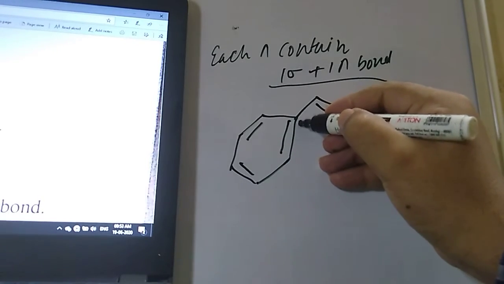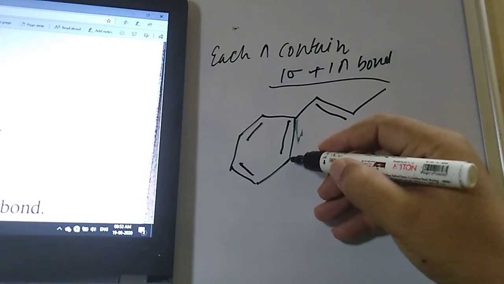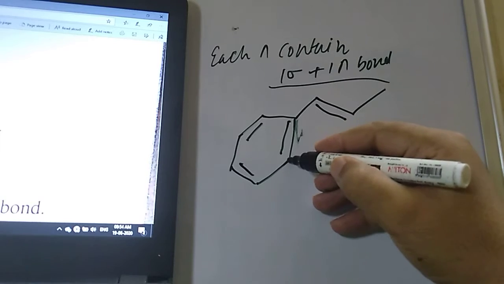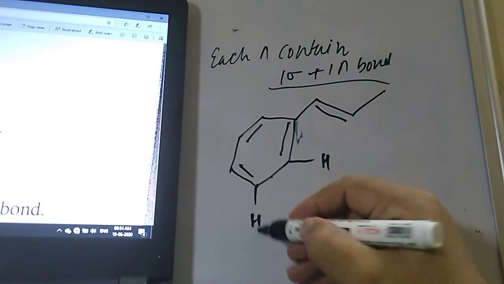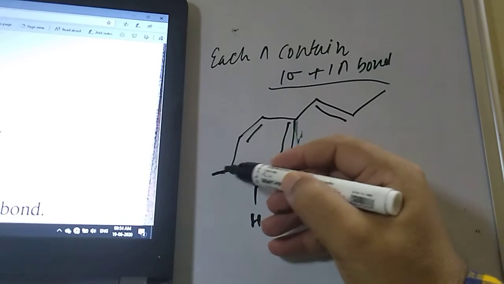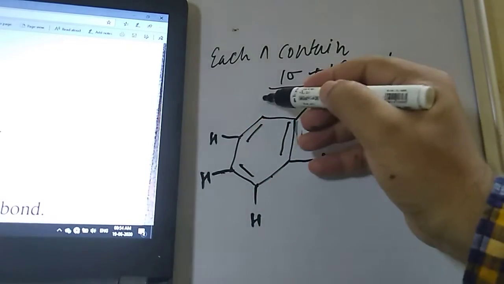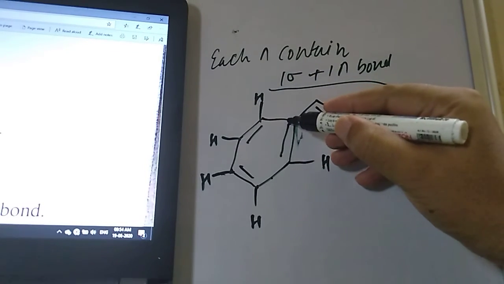Numbering we are not doing, student. You go to this carbon. How many bonds does this carbon have? 1, 2, 3 bonds, so one hydrogen will be there. For this one, 1, 2, 3, now one hydrogen. To complete the 4 bonds, we are putting the hydrogen atom. Here is also a hydrogen atom, and on the top also there is a hydrogen atom. Here, for this carbon, it is already completed.